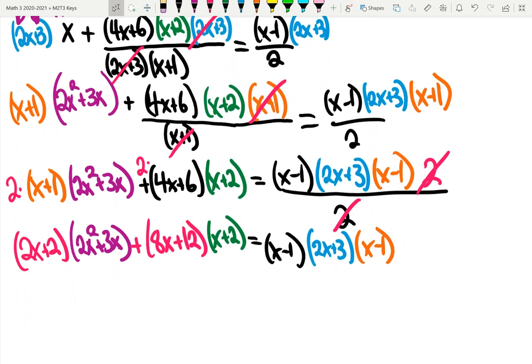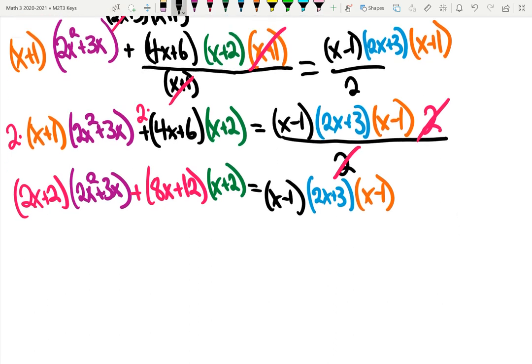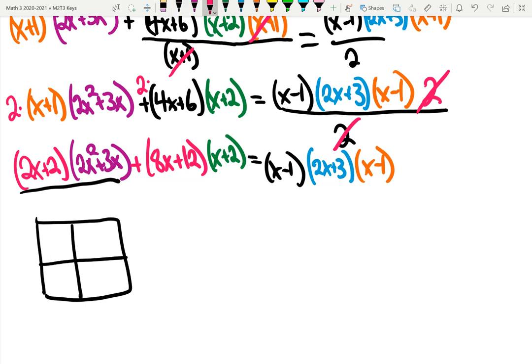No denominators. Yes, this is a little complex. Nothing I can't handle. I'm going to multiply this first bit using an area model. So let me just draw it underneath it so I don't get myself too confused, because there's going to be a lot of these going on. I have 2x and positive 2. I have 2x squared and 3x. And I multiply these guys together.